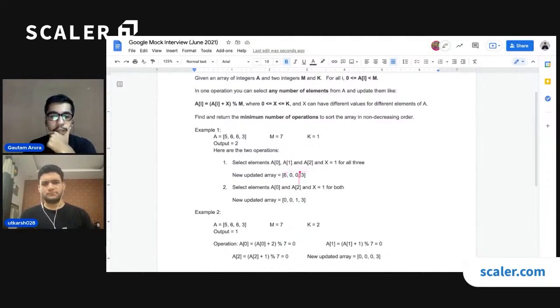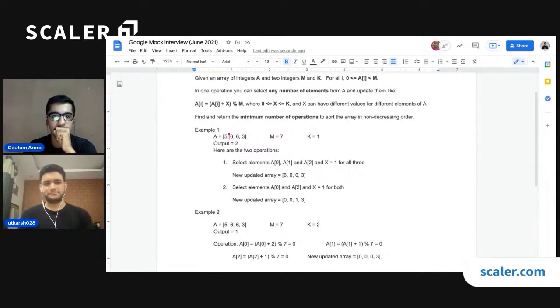Okay, so I need to sort the array. So first of all, I'll try with a naive solution. Beginning with the naive solution, we need to sort the array in the non-decreasing order. Sorry, it's non-decreasing. Okay, so it means we need to sort in the ascending order basically.